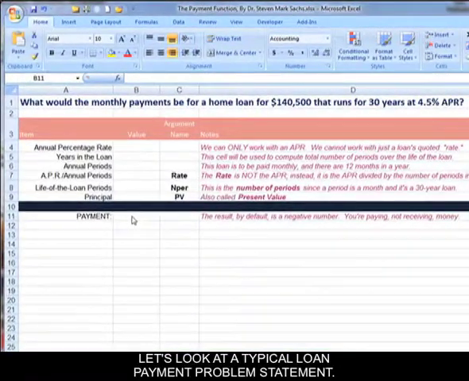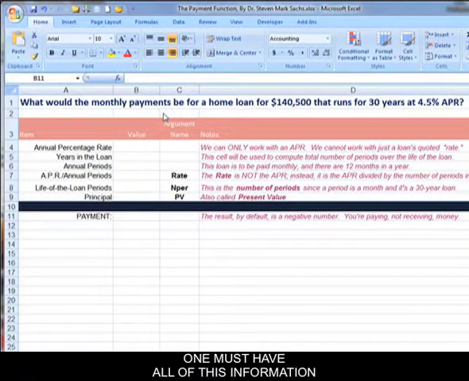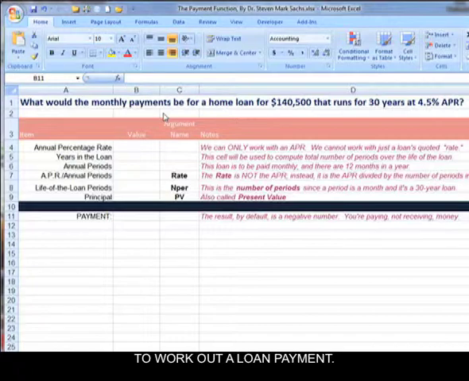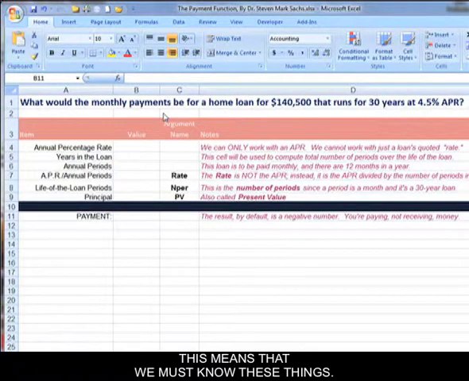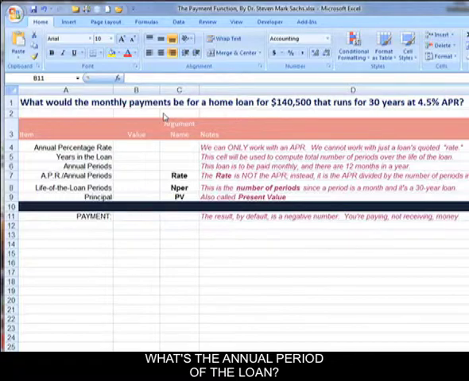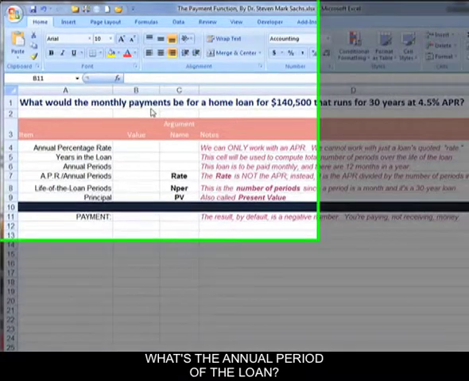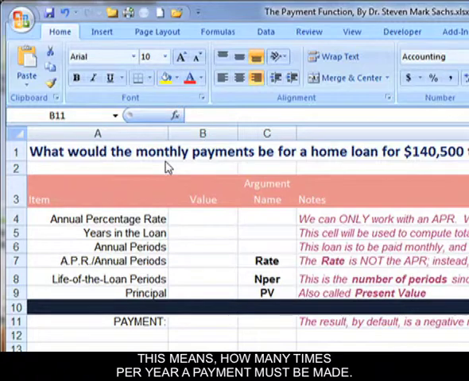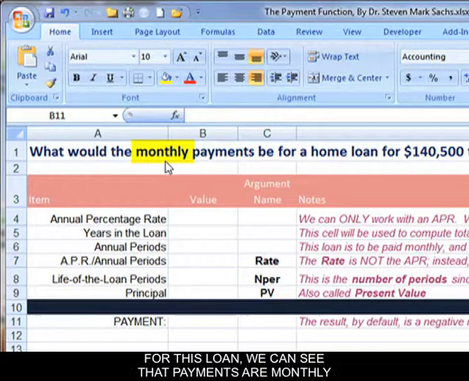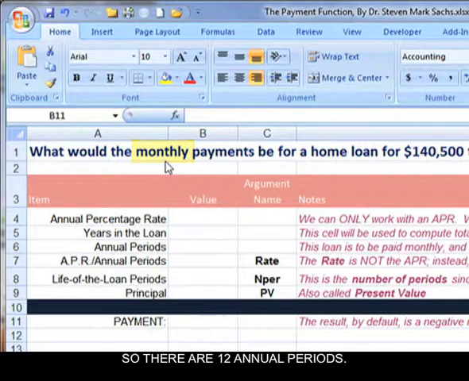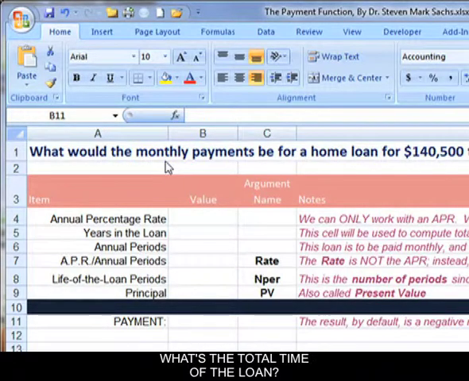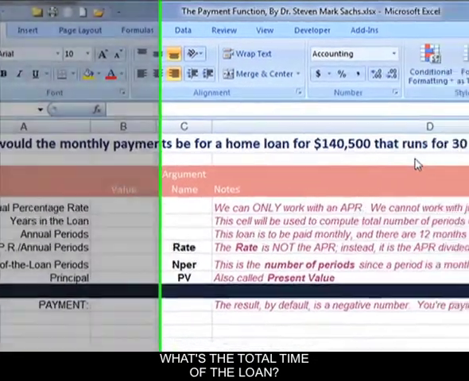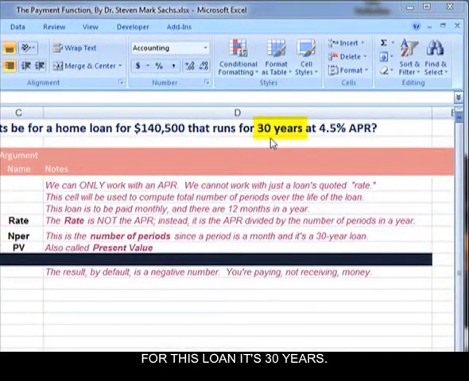Let's look at a typical loan payment problem statement. One must have all of this information to work out a loan payment. This means that we must know these things. What's the annual period of the loan? This means how many times per year a payment must be made. For this loan, we can see that payments are monthly, so there are 12 annual periods. What's the total time of the loan? For this loan, it's 30 years.